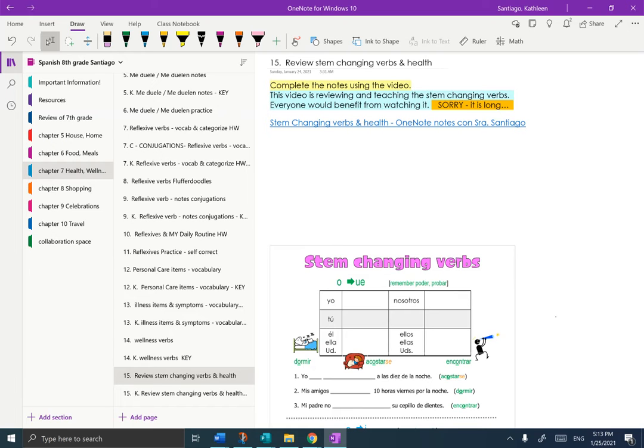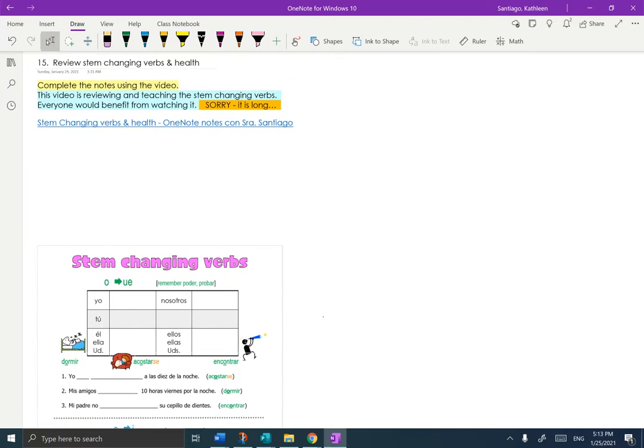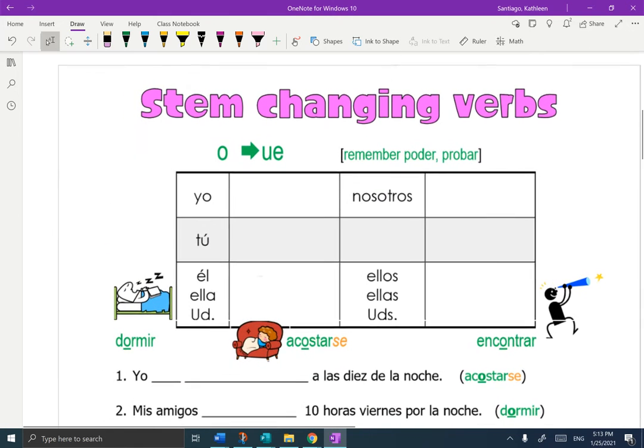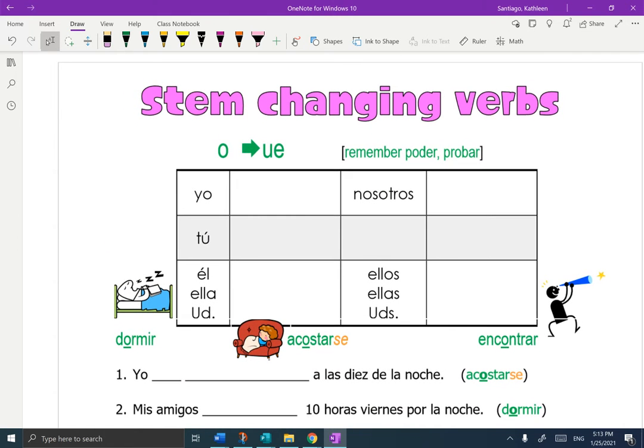Today we're going to take the notes on stem changing verbs as they relate to the health and welfare unit. I'm in your OneNote, Chapter 7, page 15. I'm going to eliminate the table of contents and make the notes page large so you can see what I'm doing. Let's start by talking about when we do a stem changing verb, it's a 3-step process.